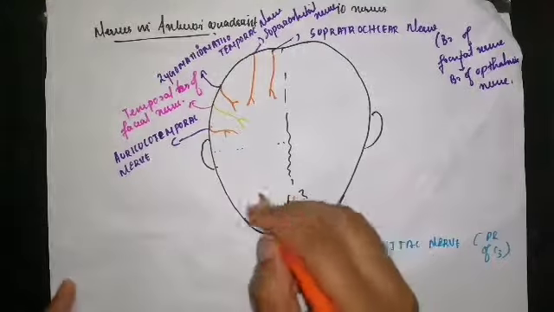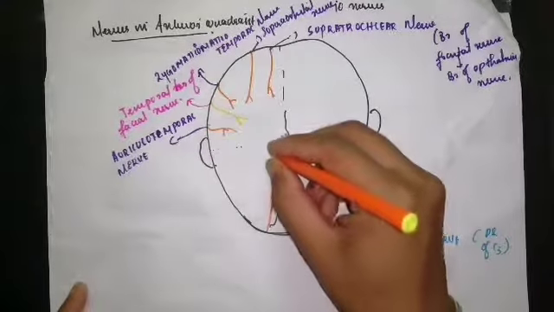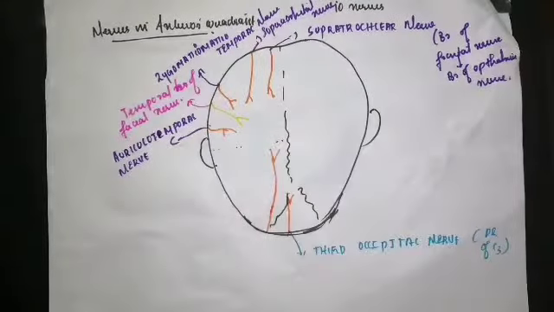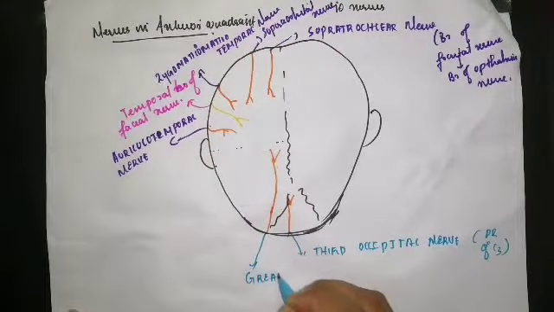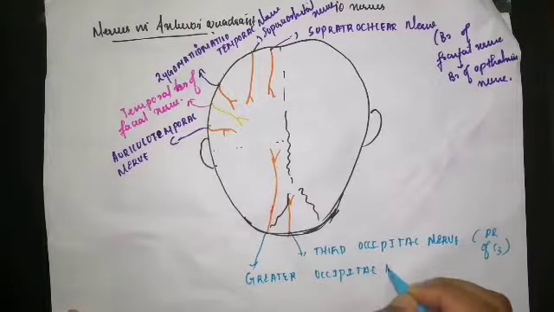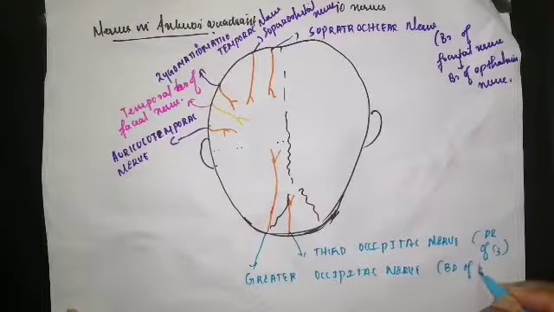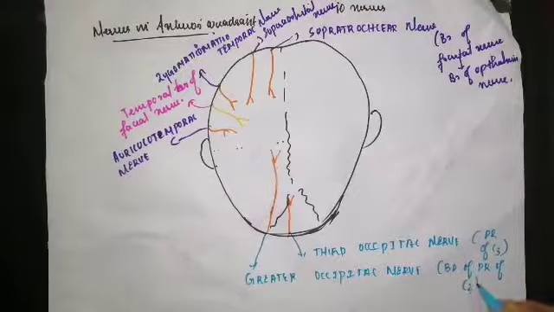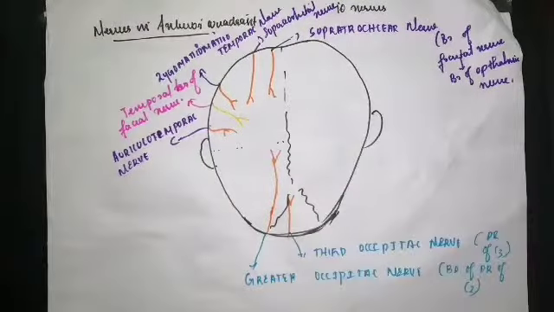And the next one you see here is the greater occipital nerve. It runs forwards and supplies the skin over the vertex also. So this is known as the greater occipital nerve. This is a branch of the dorsal ramus of C2. The one peculiarity of this nerve is that it is the thickest cutaneous nerve in the body, and it supplies the skin as far as the vertex.